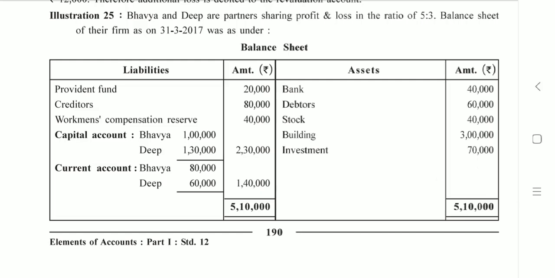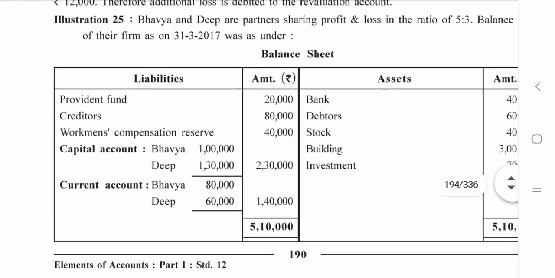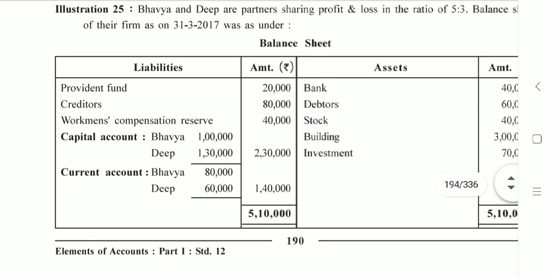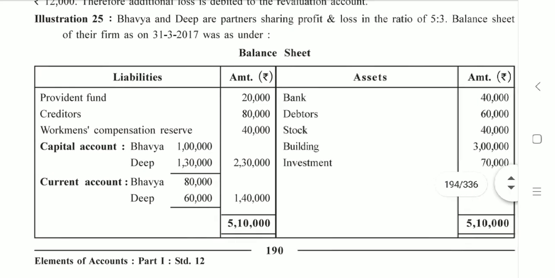Hello everyone. In today's video, we are going to learn the long sum from chapter 5, Admission of a Partner, which includes the balances of partners' current accounts as you can see here. The long sum that we have done earlier did not include partners' current accounts in the given question, which is a part of today's long sum. So let us quickly start.